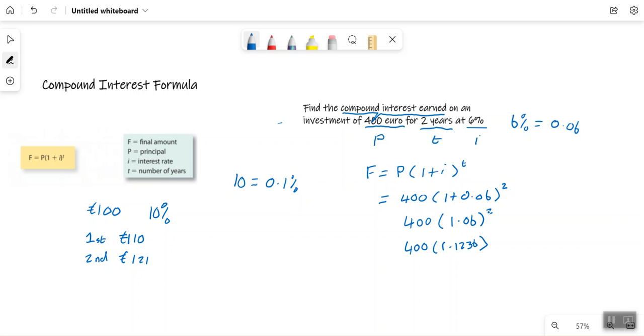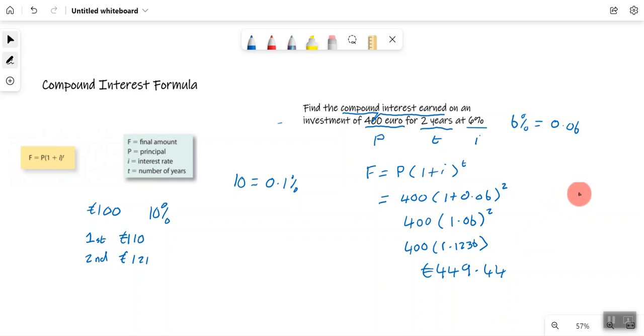So we've done what's inside the brackets. Then we have to multiply these by each other, so it's going to be that multiplied by 400, and that's equal to 449.44 euro.